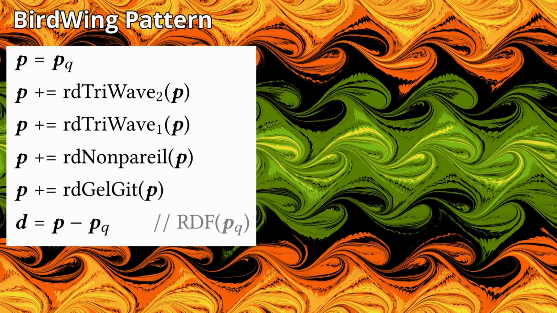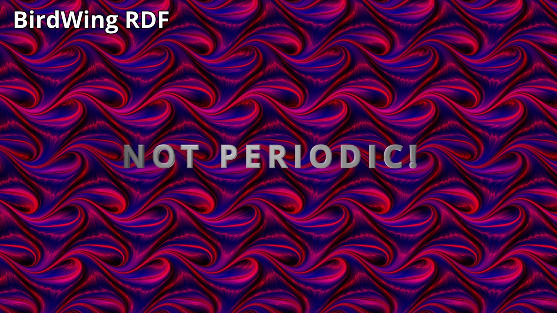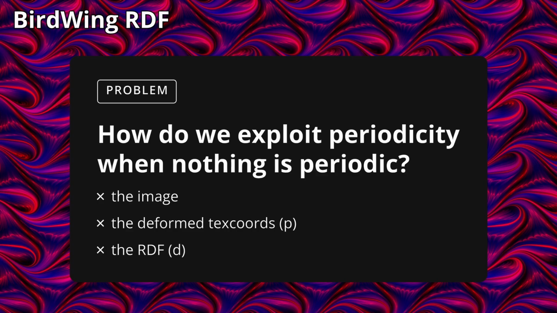So we can exploit periodicity for certain periodic patterns, even if the overall pattern isn't periodic. You can see this birdwing pattern. It's made up of 4 periodic RDFs, but they're periodic in different ways, and the overall composition of all of them is actually not periodic at all. You can see this image is slightly different everywhere. But we can still take advantage of the partial periodicity to evaluate this particular RDF a significant amount faster.